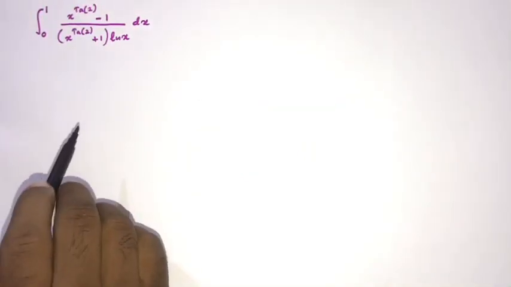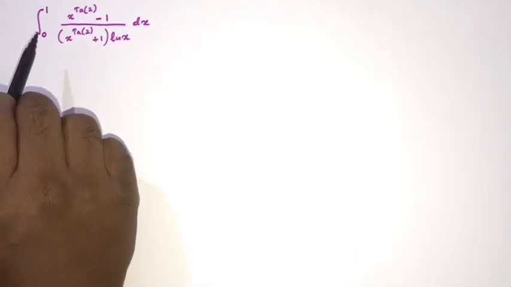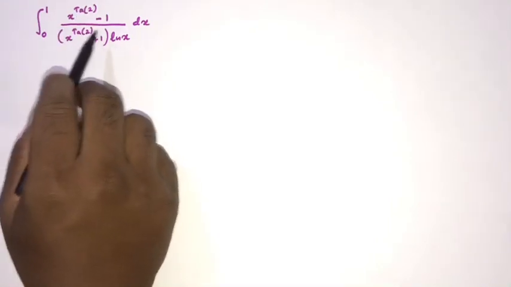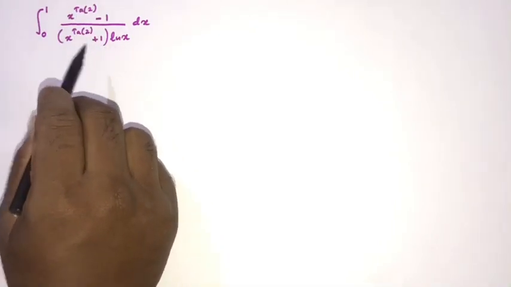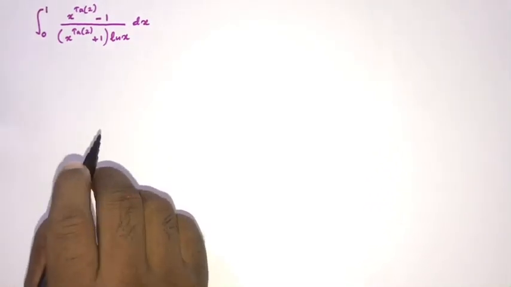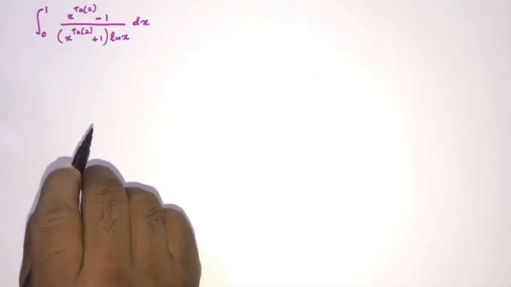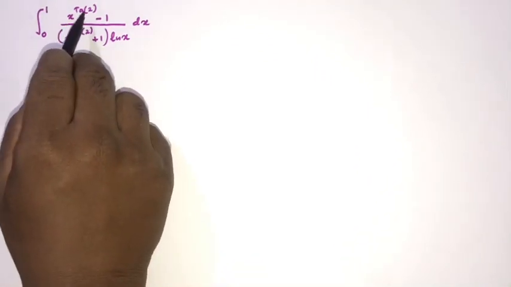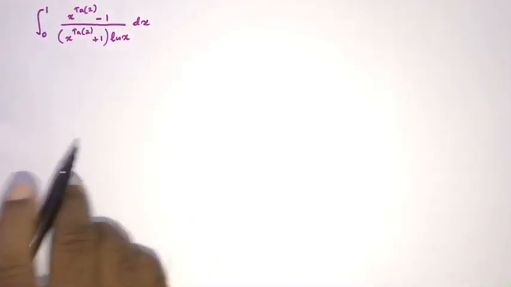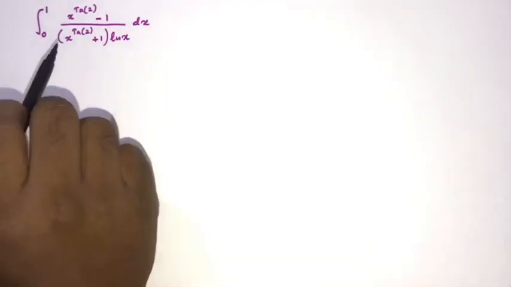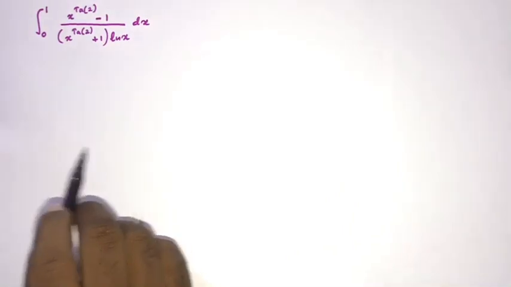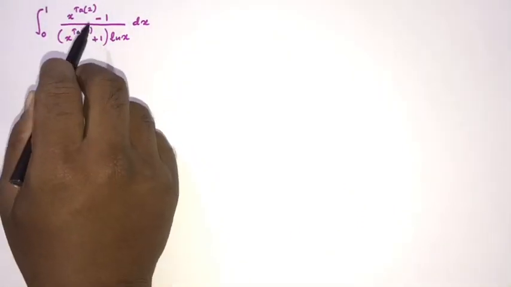In this video we are going to solve this interesting integral: the integral from 0 to 1 of (x^(ta of 2) − 1) over (x^(ta of 2) + 1) times natural log of x dx. Okay, how to begin? Well, here we have ta of 2. I think you know about ta of 2 because in a previous video we discussed it. So we know ta of 2 is a constant. At the end of the video we can consider what ta of 2 is.